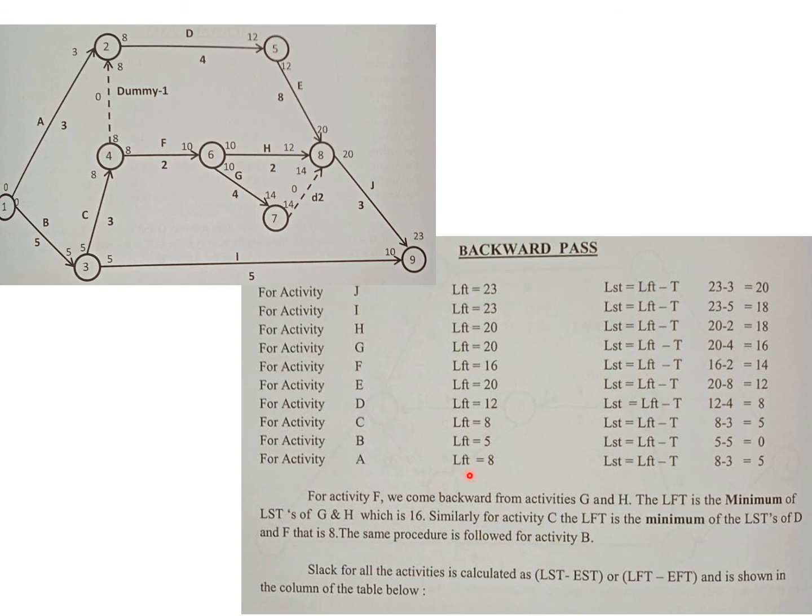This method of calculation is called the backward pass, right? Now, the difference between the latest start time and the earliest start time is what we will be looking at in the next table. That is the slack time. Slack time is the difference between the latest start time and the earliest start time.